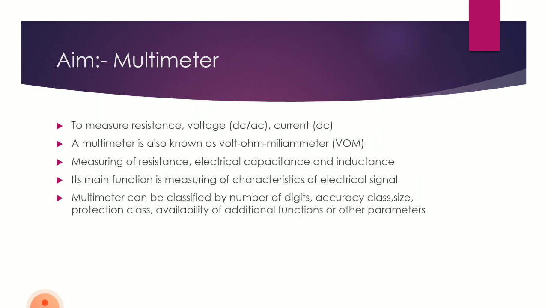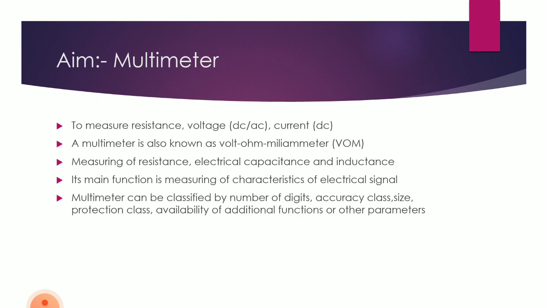Multimeter is an instrument to measure resistance, voltage or current. A multimeter is also known as a volt ohm milliammeter, means VOM, measuring resistance, electric capacitance and inductance also. Its main function is measuring characteristics of electrical signal. Multimeters can be classified by number of digits, accuracy class, size, protection class, availability of additional functions or other parameters. So this is all about the aim of the multimeter.